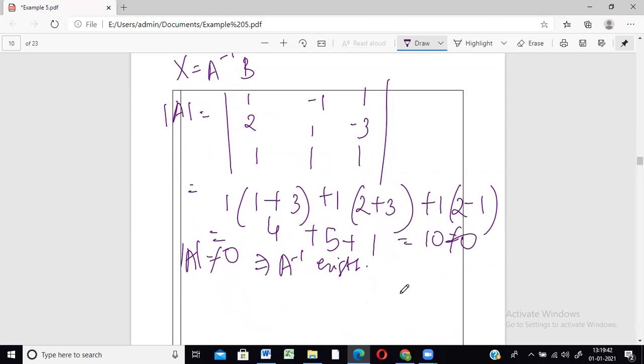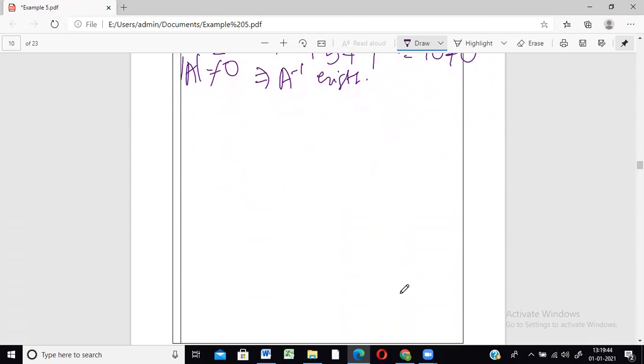Alright, so yes, A inverse exists. Now let us find it out, but let us do it using the adjoint method as I said. So the A matrix that you have, what is the A matrix? 1 2 1, minus 1 1 1, 1 minus 3 1. This was the matrix. And last time, as I said, sometimes we wrote minus and then did cofactors.